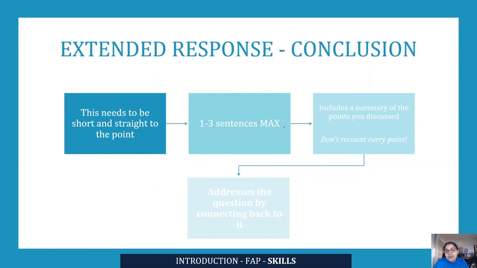Okay, extended responses. So when it comes to conclusions, straight to the point, 1 to 3 sentences max. Include a summary of the points you've discussed, and address the question. Sorry, it's so light. Address the question by connecting back to it. You need to connect back to the question, and that's really important.